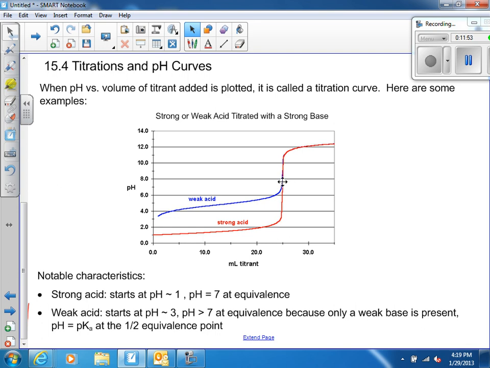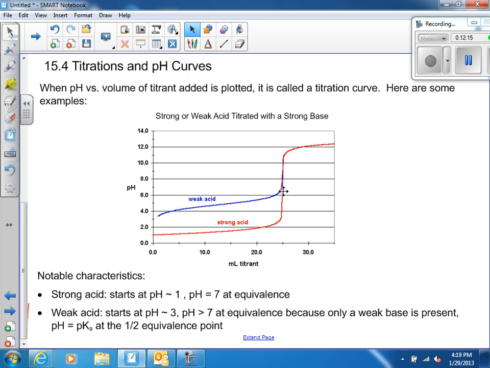If you have the same concentration of weak acid or strong acid, then the equivalence point occurs at the same volume if you're using the same base for the titration. It doesn't matter if your acid is weak or strong, your equivalence point occurs at the same volume if your concentrations start out the same.